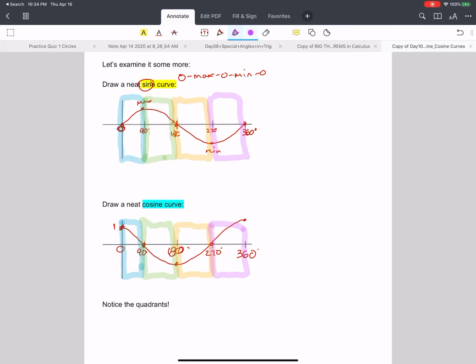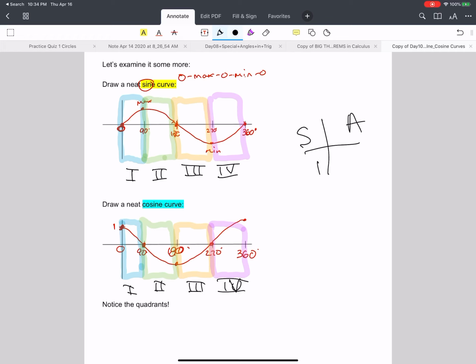Now, just examine real quick, in quadrant 1, quadrant 2, quadrant 3, quadrant 4. When you look at these quadrants, and if you remember the A, S, T, C, you tell me, okay, are all, well, we don't have tangent here right now, but both of these are positive in the first quadrant. See that in the blue? That's the first quadrant. They're both above the x-axis.